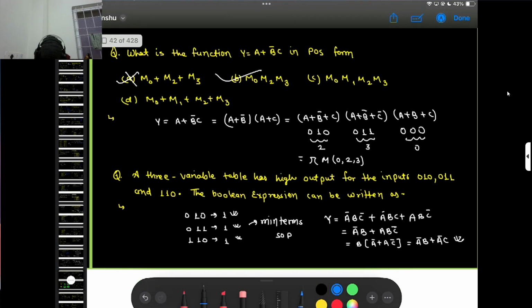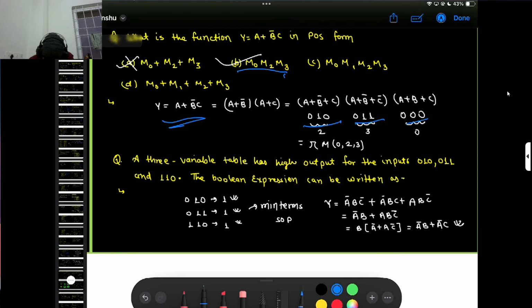And what is the function y equal to A plus B bar C in POS form? So basically M0 M2 M3. This is I think the answer. So this is 2 3 and a 0, so 0 2 3, the answer here.